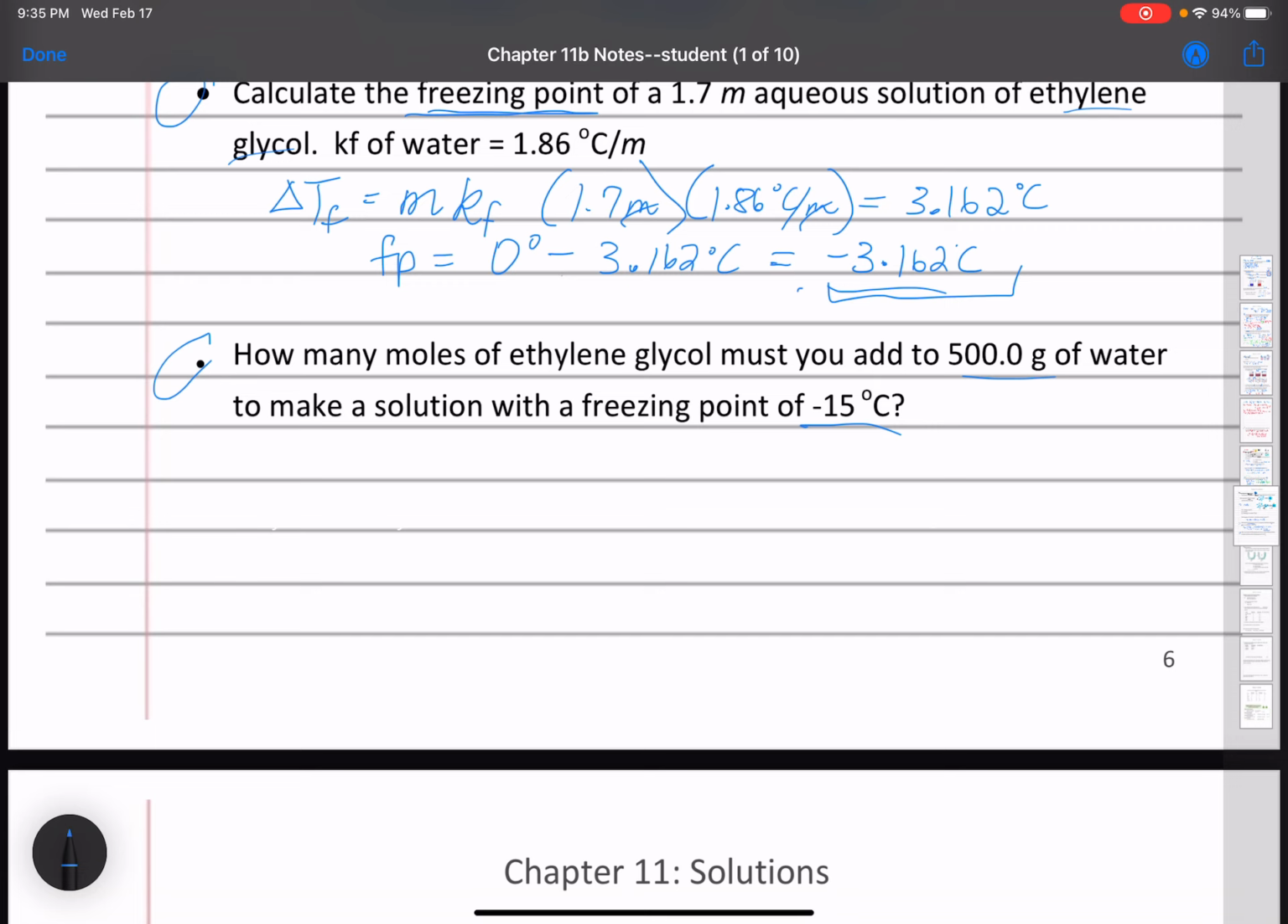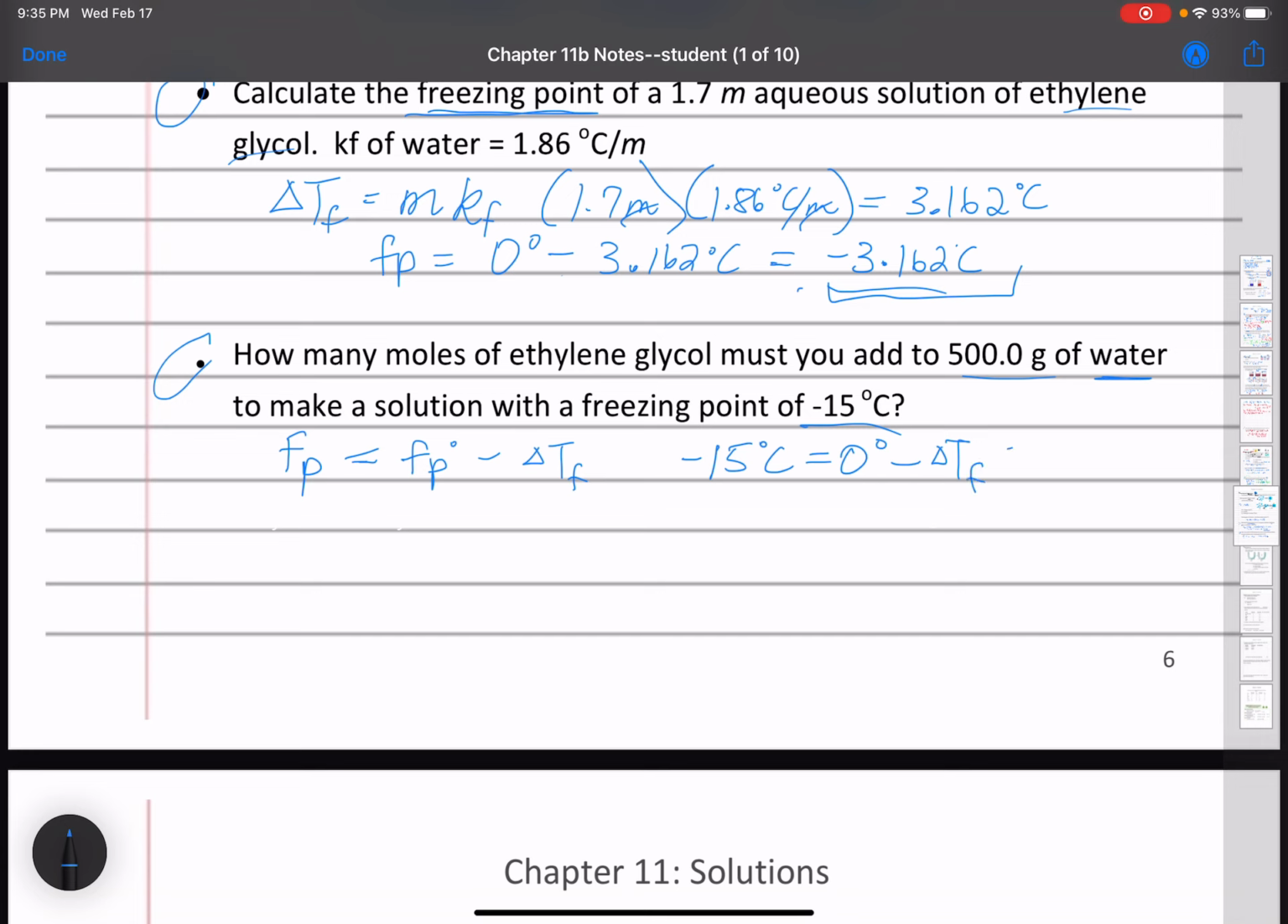So if we want the freezing point of the solution to be negative 15 degrees, the freezing point of the solution, of course, is going to be the normal freezing point minus the change, right? So if we want our freezing point to be negative 15 degrees Celsius, and it's an aqueous solution, we're mixing it in water, the normal freezing point of water is 0 degrees minus some change, all right?